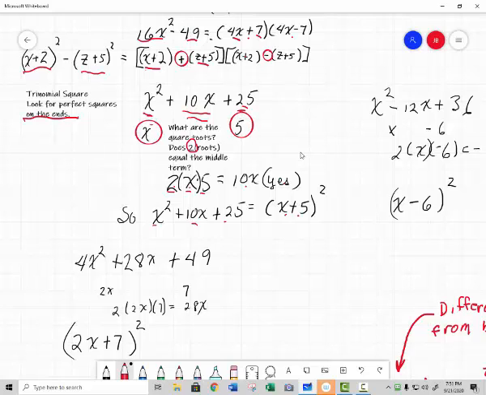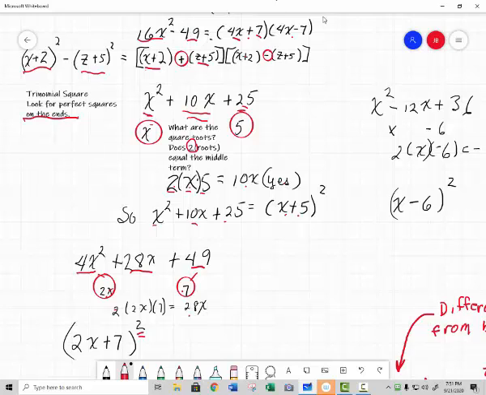Next example. That's a perfect square. Its square root is 2x. That's a perfect square. Its square root is 7. Does 2 times 2x times 7 equal 28x? And the answer is yeah. So 2x plus 7 squared is the answer for that.